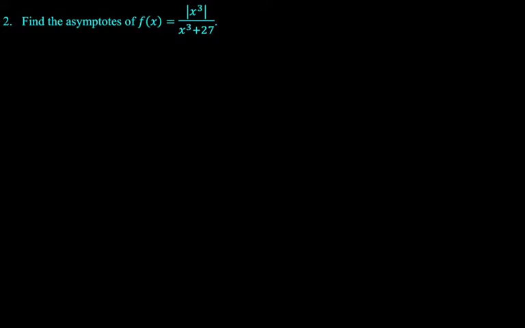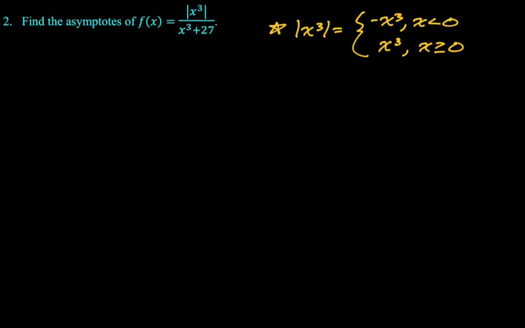All right, next question. Find the asymptotes of f of x equals the absolute value of x cubed over x cubed plus 27. All right, so horizontal asymptotes, you need a limit to infinity and negative infinity. And to really deal with this, we need to know about this absolute value of x cubed. But just think about it. If x is positive, x cubed is positive, and the absolute value is just whatever you got. So it's just x cubed. If x is negative, then x cubed is negative, and the absolute value will be the opposite of what you got. So we can rewrite the absolute value of x cubed as the opposite of x cubed when x is less than 0, and as just normal x cubed when x is greater than or equal to 0.